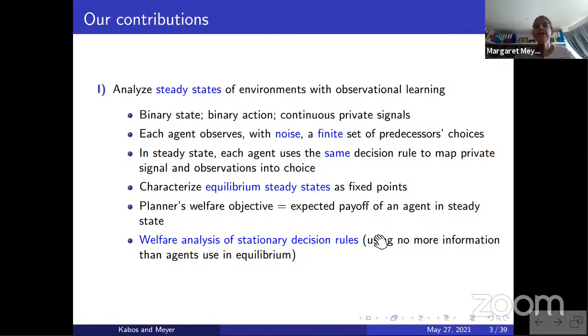The planner's welfare objective is simply the expected payoff of an agent in the steady state. We can then move on to perform a welfare analysis of stationary decision rules, where the planner, in designing the rules, can use no more information than the agents use in equilibrium.